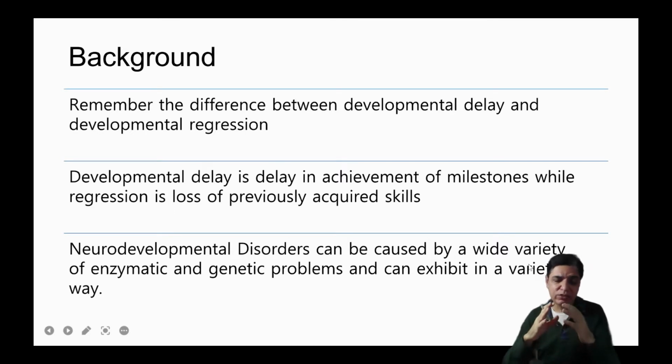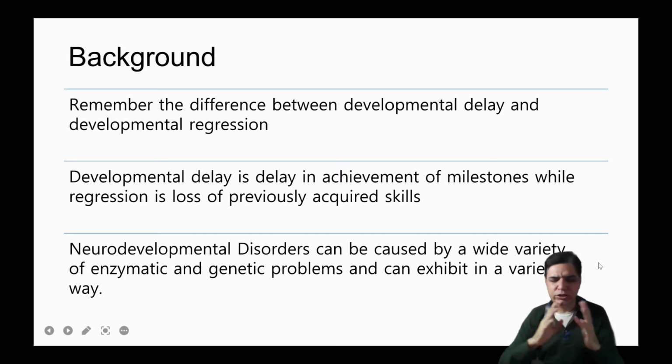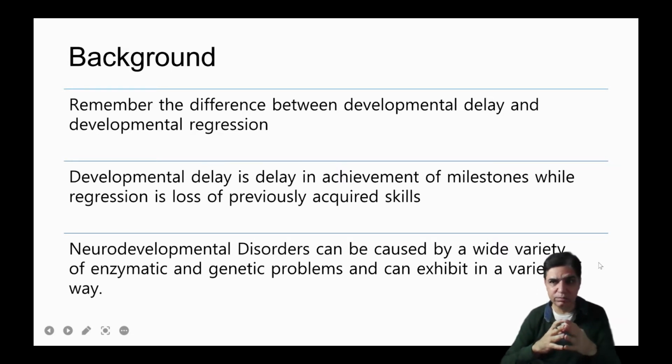Now, remember that neurodevelopmental regression disorders can be caused by a wide variety of underlying issues, which could be enzymatic, which could be genetic. And again, there are so many genotypes and so many phenotypes. It can exhibit itself in a variety of different ways. Even if there is the same enzymatic deficiency, it can present in different ways. Similarly, if there's a particular gene defect, there could be so many different phenotypes. So the presentation is very varied.